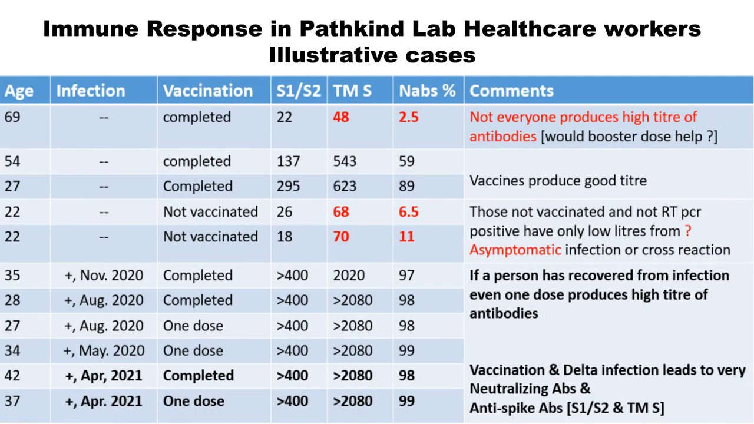When we added neutralizing antibodies, we found there was consistency between very high trimeric antibodies and neutralizing antibodies, and so trimeric antibodies could act as surrogate markers for neutralization. But those persons, as I said, if a person has had infection and then taken vaccination, or vaccination and then got infected, had very high titers. Even 1 dose was enough along with prior infection to produce high antibodies.